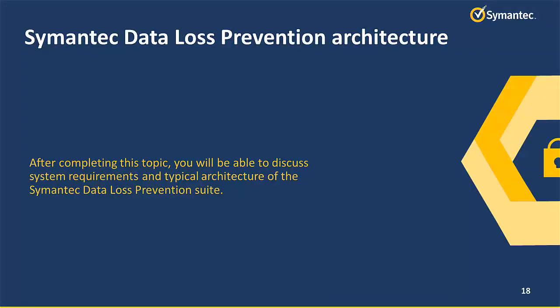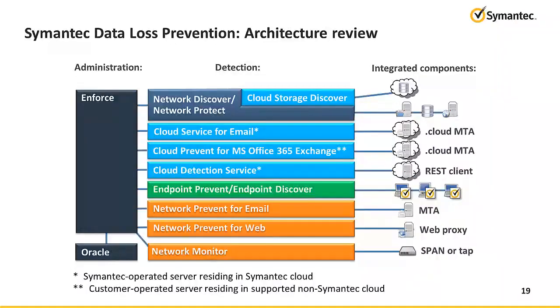Symantec Data Loss Prevention Architecture. In this topic, we'll discuss system requirements and typical architecture of the Symantec Data Loss Prevention suite. This topic will build on the product descriptions of the previous topic by going into more detail on the inner workings of Symantec DLP. First, we'll briefly describe how detection servers analyze content, and then we'll discuss sample performance statistics, sample system requirements, virtualization options, hybrid, meaning combining cloud and on-premise architecture examples, and architectural redundancy and high availability options for the Symantec DLP product suite.